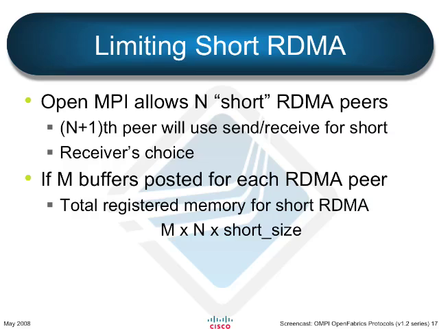So basically, if M buffers are posted for each RDMA peer, then the total registered memory so far is M times N times the short message size.